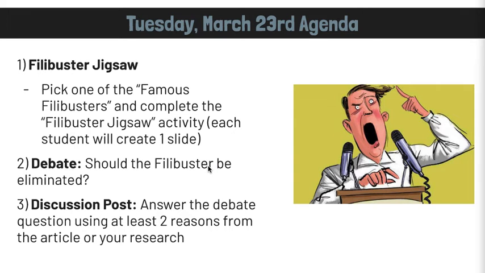Okay, with that, you are done for today, so let's review. Step 1 is to complete the filibuster jigsaw activity where you're researching one famous filibuster. Then if you have time in class, you're going to discuss or debate, and then you're going to post to the discussion post.